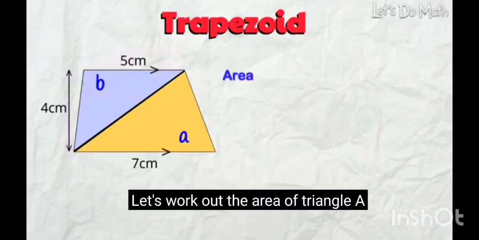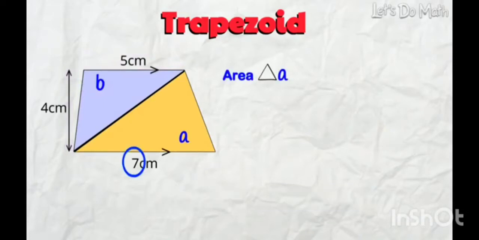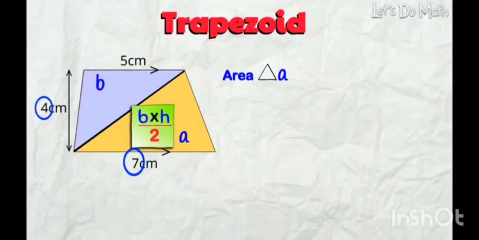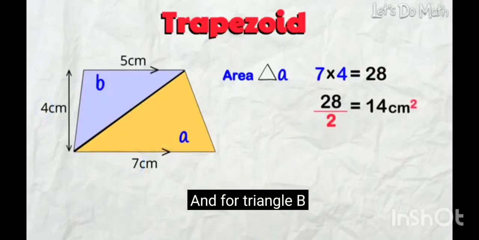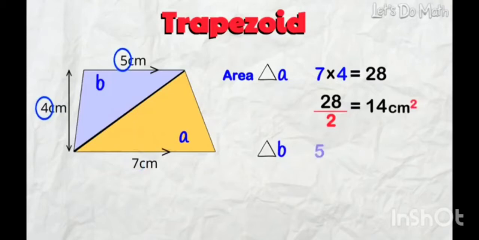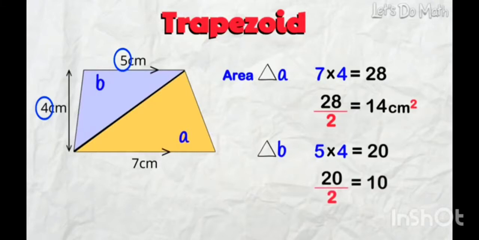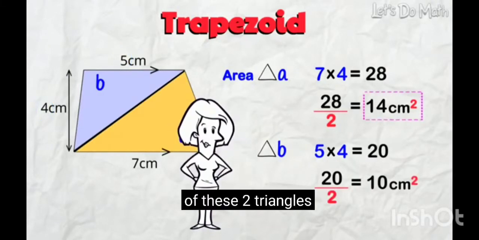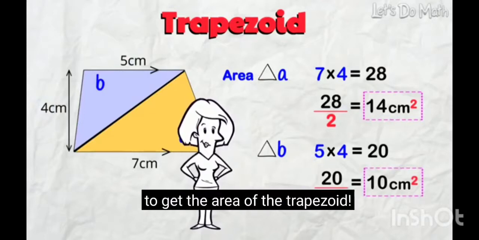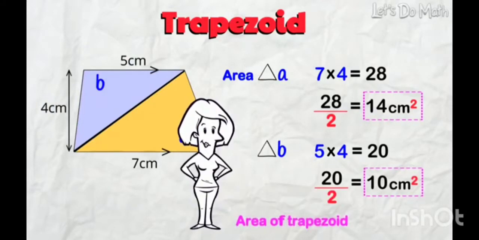Let's work out the area of triangle A. Base times height over 2. 7 times 4 is 28, and divide that by 2 gives me 14 centimetres squared. And for triangle B, we have 5 times 4. That's 20, and half of that is an area of 10 centimetres squared. And you guessed it, we can just add the area of these two triangles to get the area of the trapezoid, and that is 24 centimetres squared.